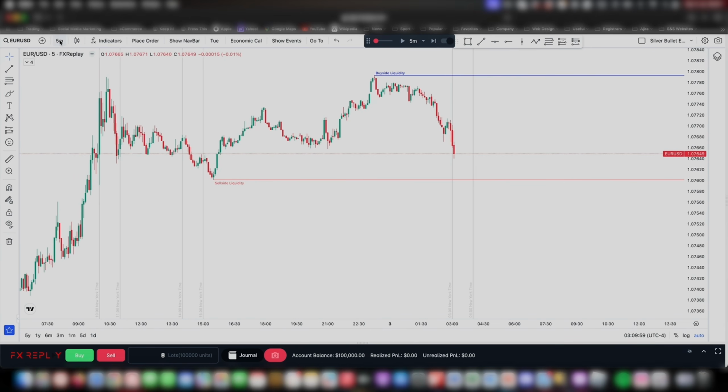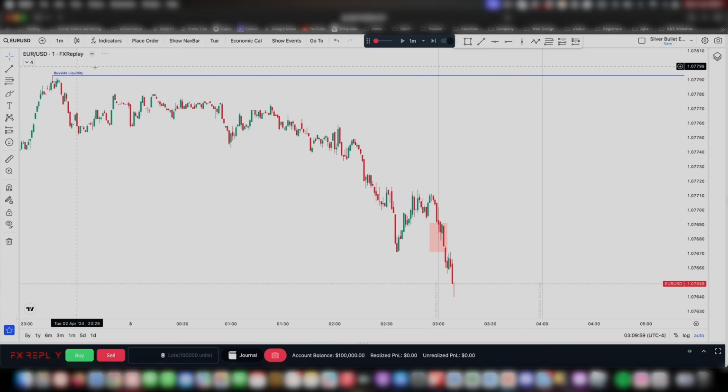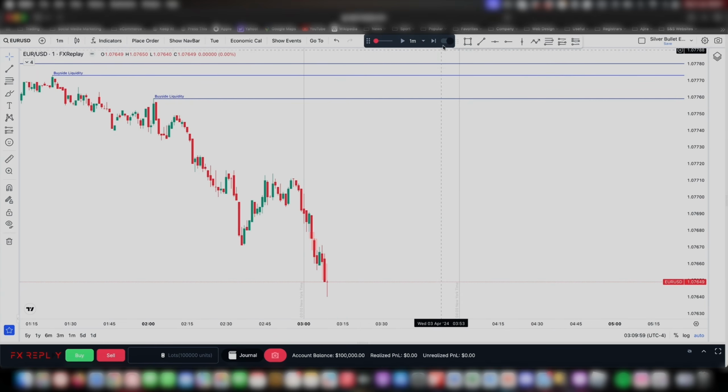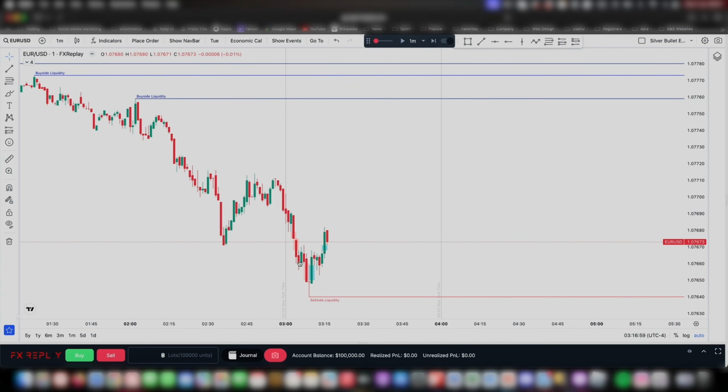Okay, we got a break to the downside. We broke that sell side liquidity. So now we're going to switch to the 1 minute and we're waiting for a change of character. Okay, there we go. So we have got a change of character now. So some people say, okay, I just want to take this straight away. But I'm looking at this whole leg because that is where we need to be broken. So I'm looking from the bottom to the top.